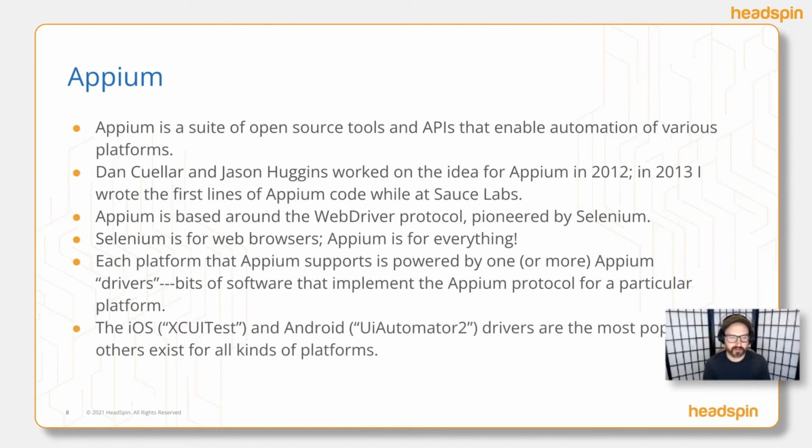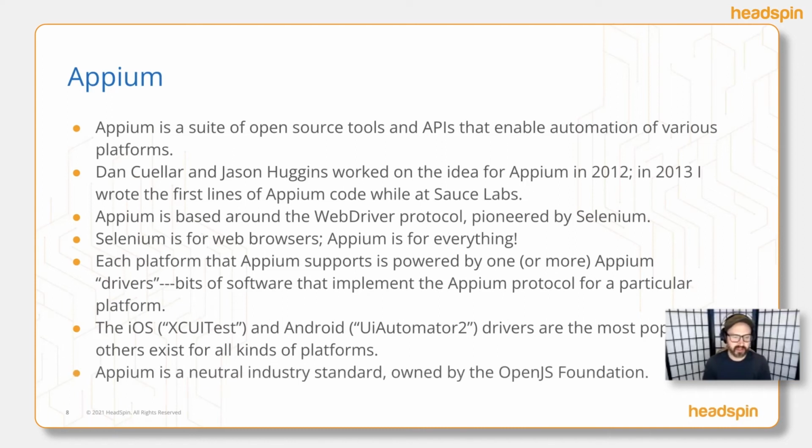So the most popular drivers are obviously the ones for iOS and Android. The drivers are named after the technologies that they depend on. So the iOS driver is named after XCUI test, which is the automation technology from Apple that it primarily uses, although it goes way beyond what that technology on its own can do. And likewise for Android, the primary technology is called UI Automator 2. There's another Android driver based around the Espresso technology, but it's not as popular and in some ways has some more limitations. As I mentioned, drivers exist for a lot of other kinds of platforms as well.